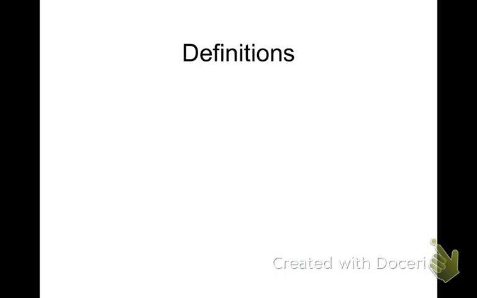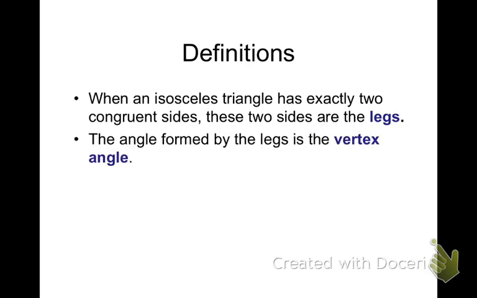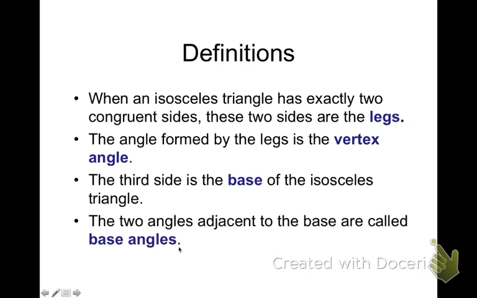All right, so we've got some facts then about isosceles triangles. When an isosceles triangle has exactly 2 congruent sides, these 2 sides are the legs. These are your definitions. Isn't that nice and easy? The angle formed by the legs is the vertex angle. What's the third side called? The base. The third side is the base. And then what do we call the 2 angles that are formed by the base? Base angles. Good.